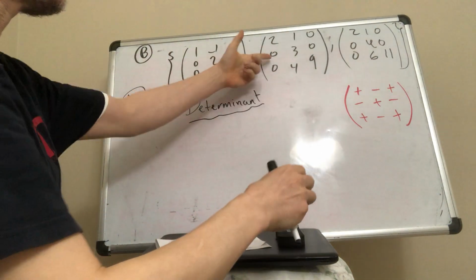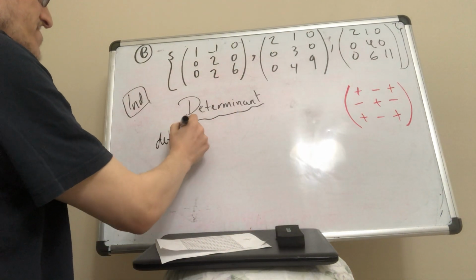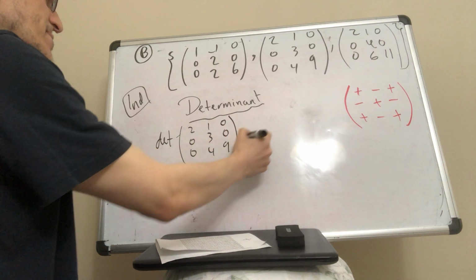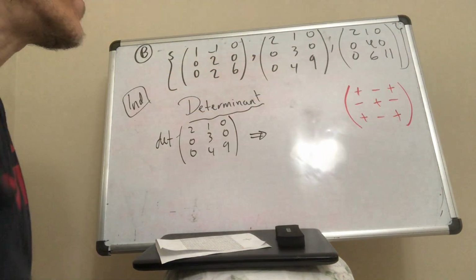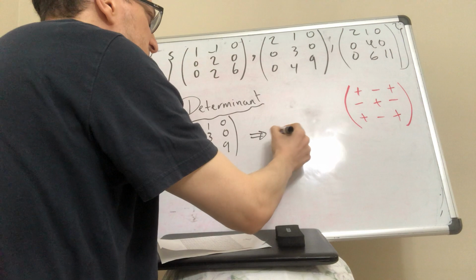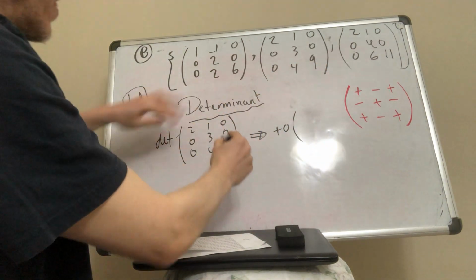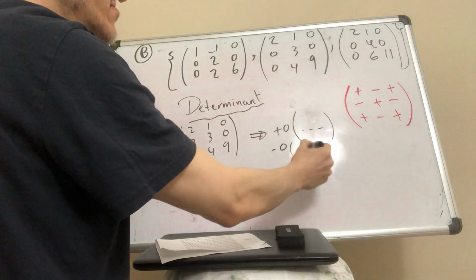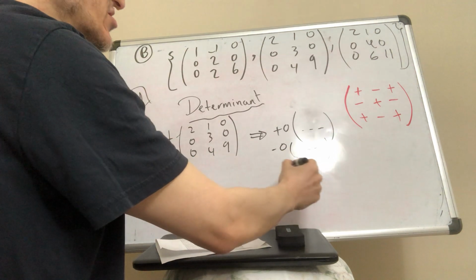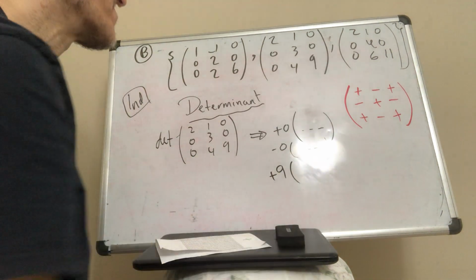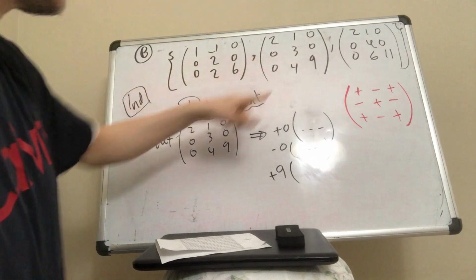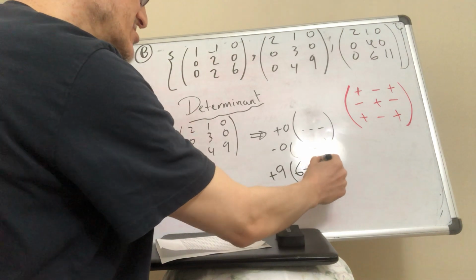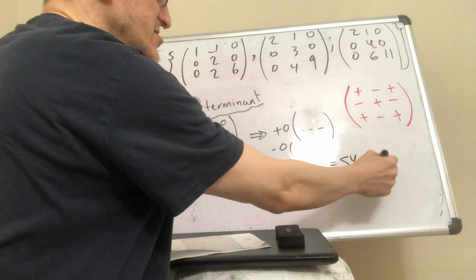So let's do it, for example, for this. I'm going to start from this column. So positive 0, that doesn't matter. This, a negative 0, but it doesn't matter. And then we go to the 9, which is positive. 9, hide this row, this column, so 2 times 3, and 0, 54, not zero, independent.